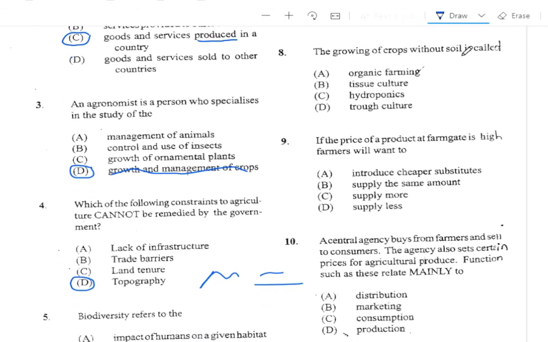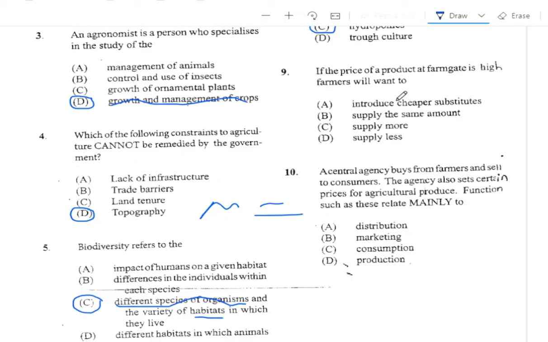Question number 8. The growing of crops without soil is called, the best answer is C. Hydroponics. Question number 9. If the price of a product at farm gate is high, farmers will want to, the answer is C. Supply more.